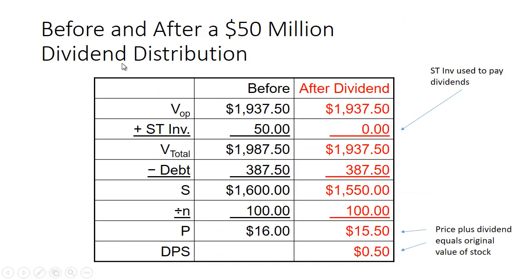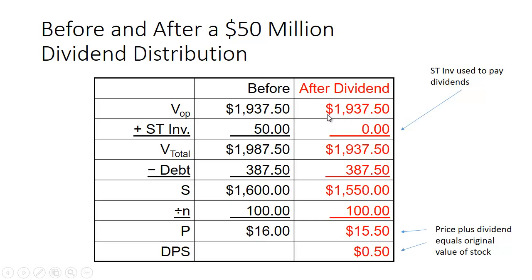So let's look at what happens before and after a $50 million dividend distribution. So before, the firm has value of operations of $1937.50. They have short-term investments of $50. So you add these together, that's the total value of the firm, $1987.50. Subtract out their debt of $387.50, and you get the total value of the stock is $1,600. Divide it by the number of shares, you get $16 a share.